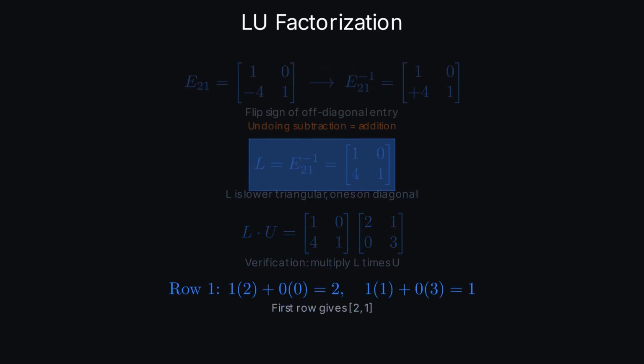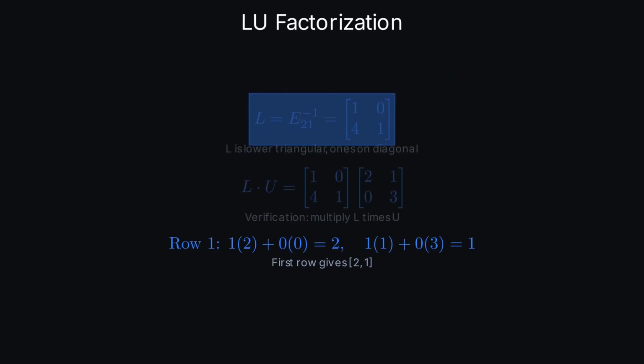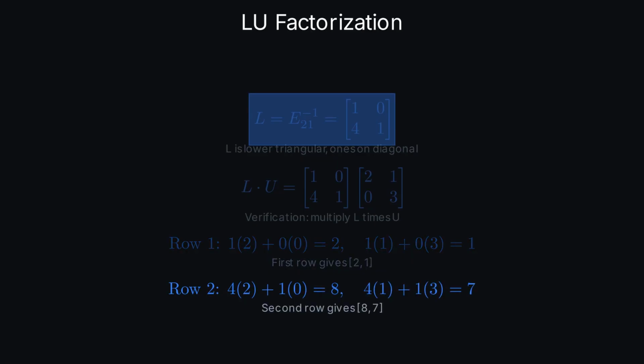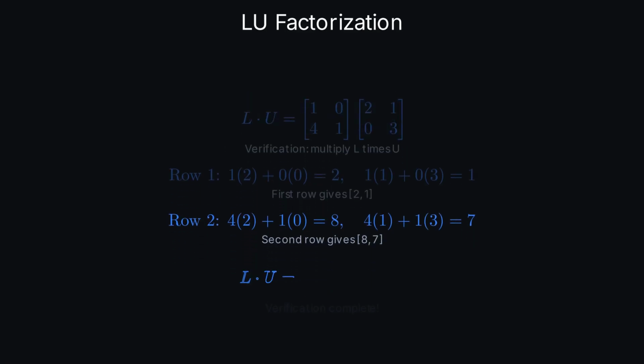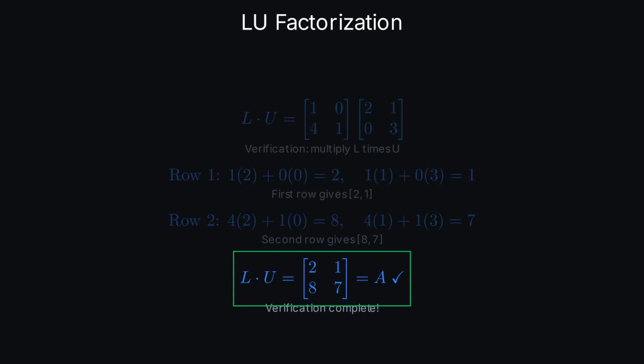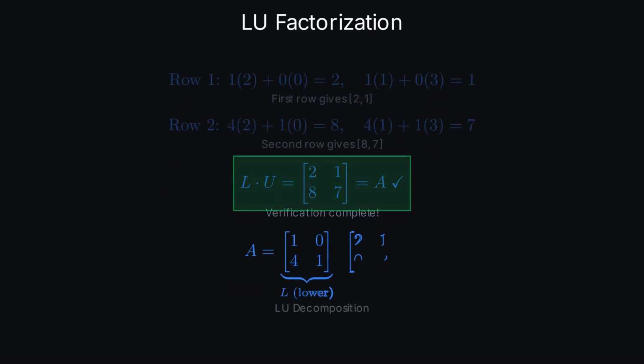First row of L is 1, 0. 1 times 2 plus 0 times 0 equals 2. 1 times 1 plus 0 times 3 equals 1. Second row of L is 4, 1. 4 times 2 plus 1 times 0 equals 8. 4 times 1 plus 1 times 3 equals 7. And the result is 2, 1, 8, 7. That's exactly A. So we have confirmed that A equals L times U.